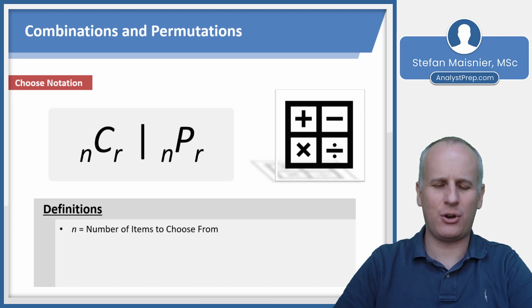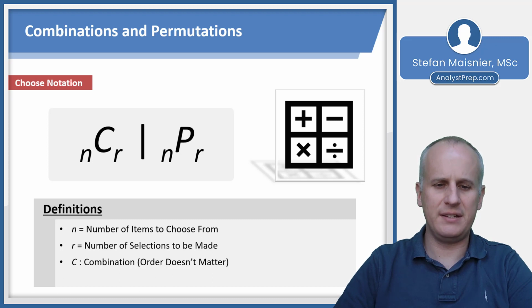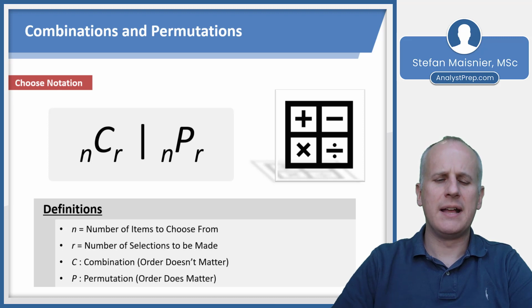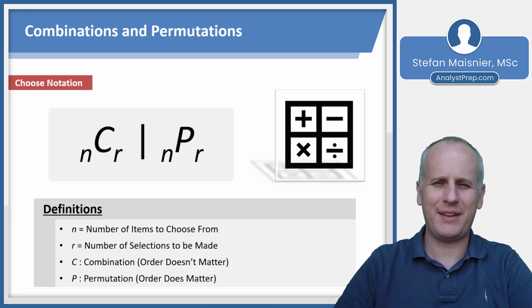And the n is always going to refer to the number of items from which you can choose. The r is going to be the number of selections to be made in the collection. C is going to, of course, mean combination, and that's when order doesn't matter. And P is going to be for permutation when order does matter. And the way you can think about that is permutation and place have the same first letter, and that's often how folks create a mnemonic for permutations or when place matters.